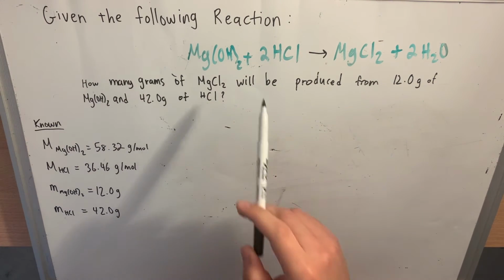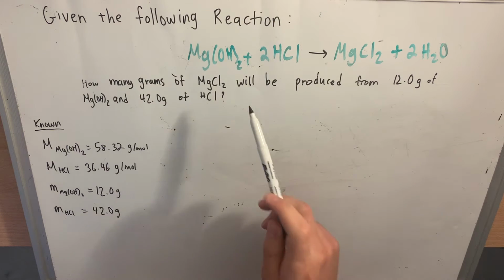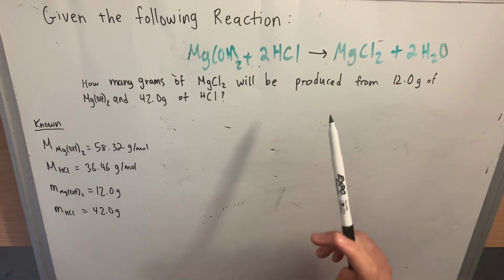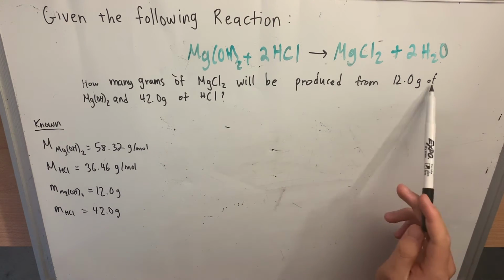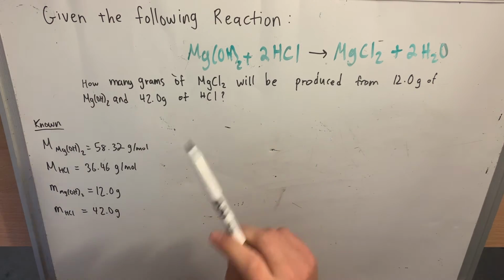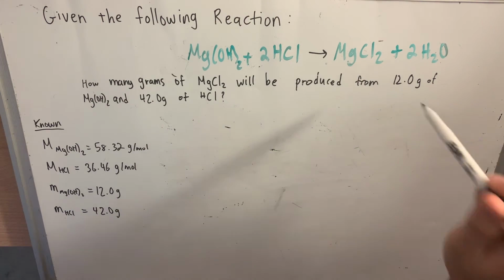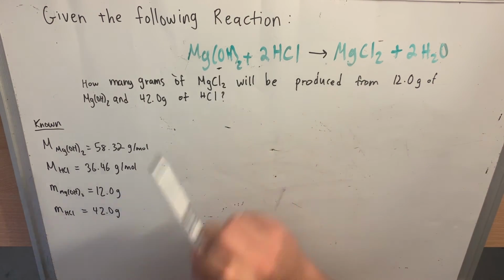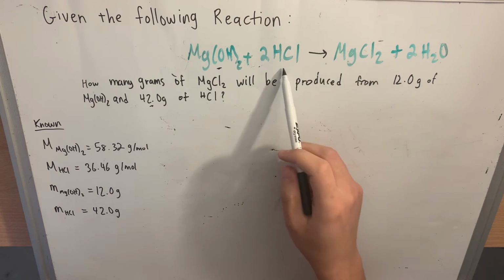Given the following reaction, magnesium hydroxide plus 2HCl react to make MgCl2 plus water, how many grams of MgCl2 will be produced from 12 grams of magnesium hydroxide and 42 grams of HCl?